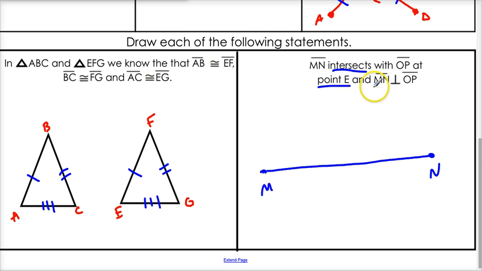Now we also know that MN is perpendicular to OP. So remember, we have to draw a 90-degree angle. So when they intersect at E, all right, they make a 90-degree angle. And that would be the perfect drawing of that. Remember, don't do anything that's not 90 degrees. It has to be a right angle.